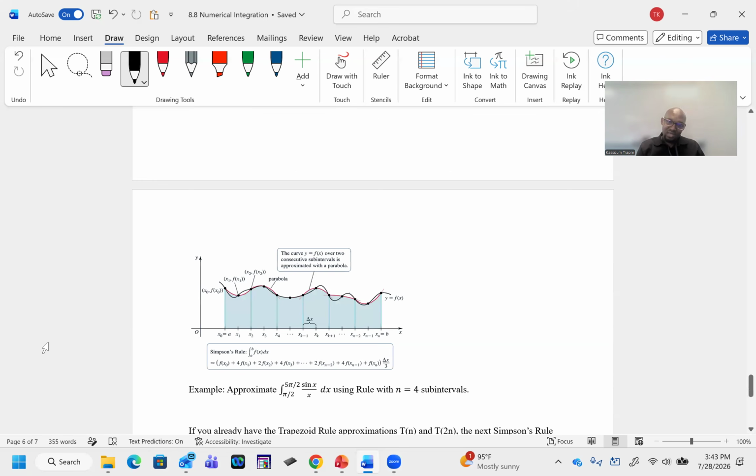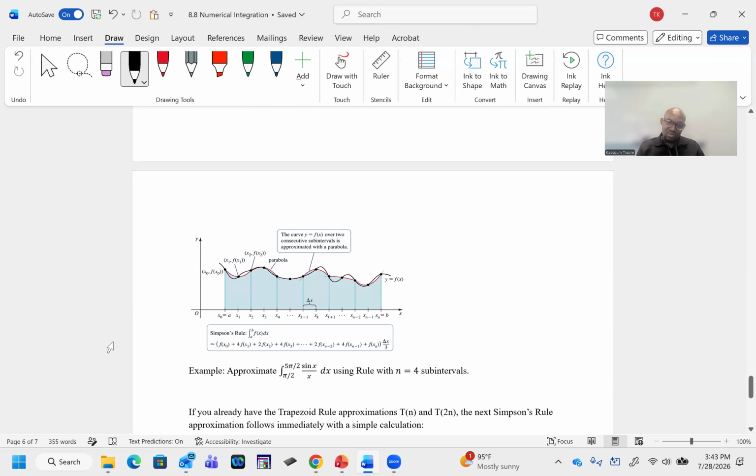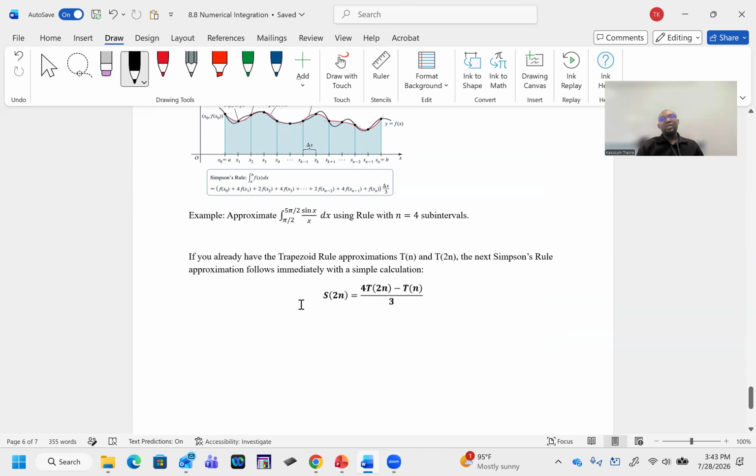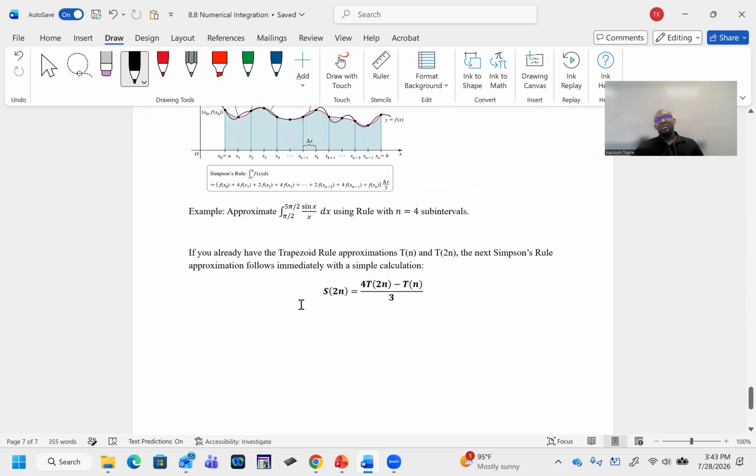Same thing, you see the Simpson rule is used like this. You can see x0 is equal to a, x_n is equal to b. So do not forget x1, f of x1, and so on. So let's use the Simpson rule to solve this problem.